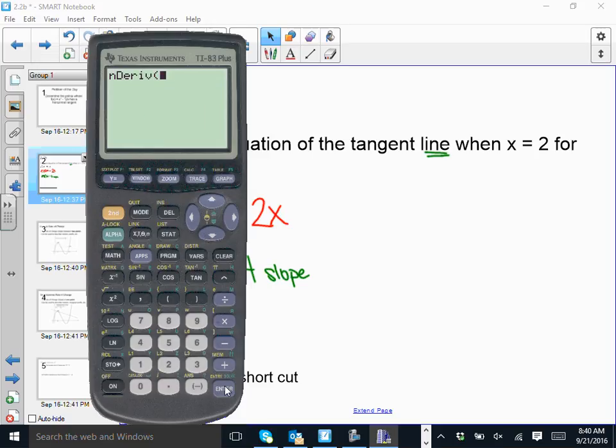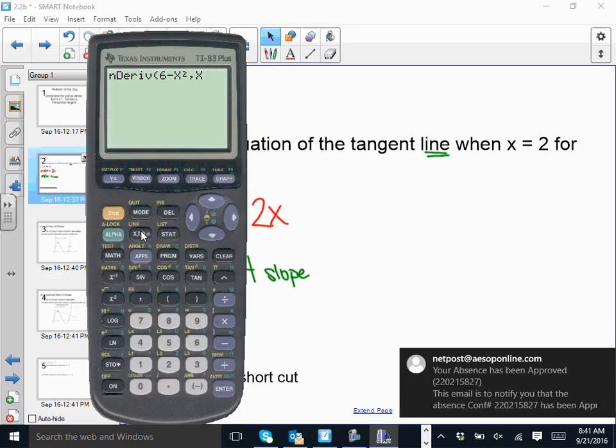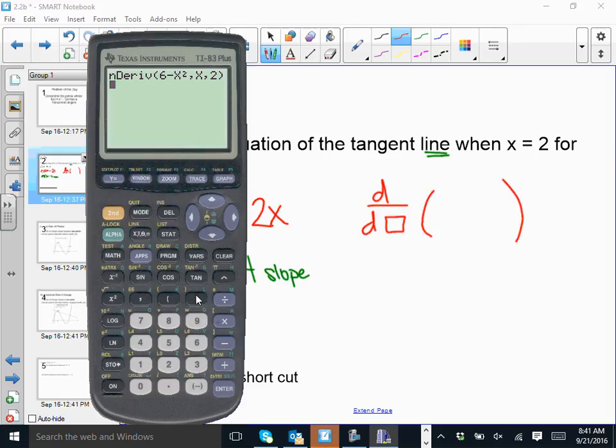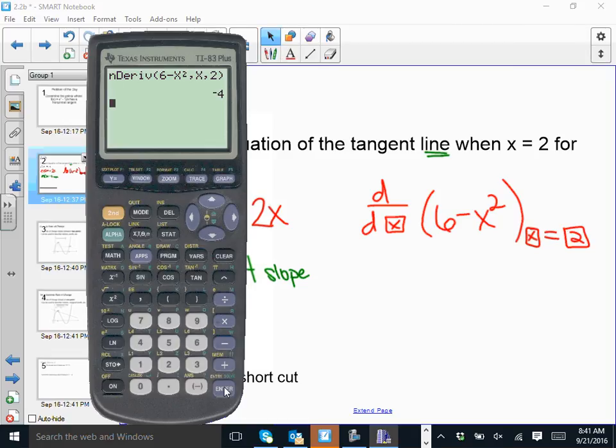Now, TI-84s, some of yours will look like this, some of yours will look different. So if yours looks like mine, please follow along with me. We need to type in our function 6 minus x squared, and then comma, you have to tell it which variable you're taking the derivative with respect to, and then you have to write another comma and say what value you want to evaluate that derivative at. If you are a TI-84, you get this. You'll type an X here, then type in 6 minus x squared, and then here you'll put a 2 to evaluate it at. You should get a slope of negative 4.